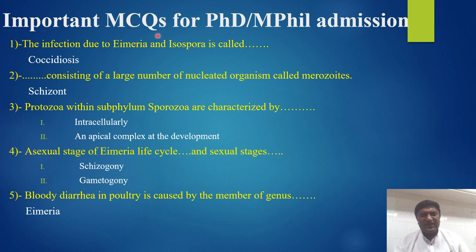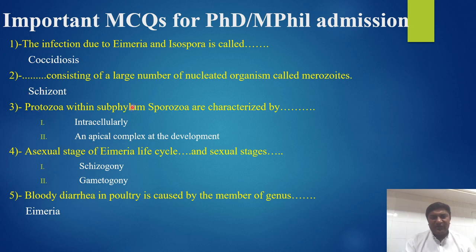So these are the important MCQs for a PhD or MPhil admission. The infection due to Eimeria and Isospora is called coccidiosis. Dash consists of a large number of nucleated organisms called merozoites, schizonts.